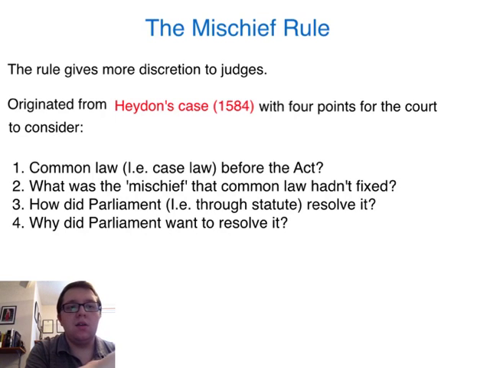So firstly, what was the common law, i.e. the case law, before the Act in question? Secondly, what was the mischief that the case law, the courts, weren't able to fix? Thirdly, how did Parliament, through the statute that they've created and is before the court today in this new situation, attempt to resolve it through that particular Act of Parliament? And fourthly, why did Parliament want to resolve it? What was the problem, and what were the benefits of Parliament actually seeking to fix it?